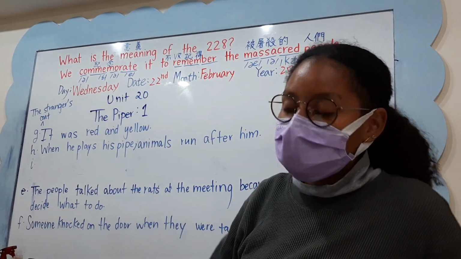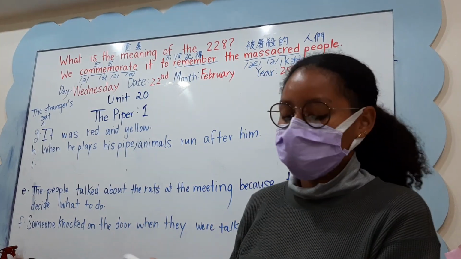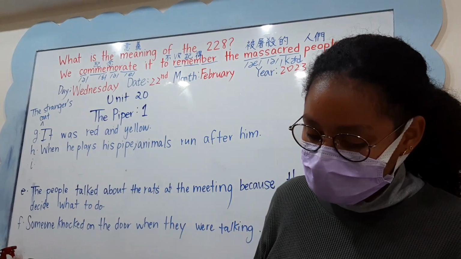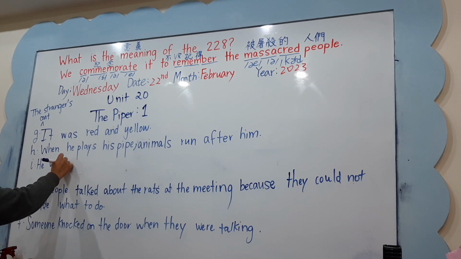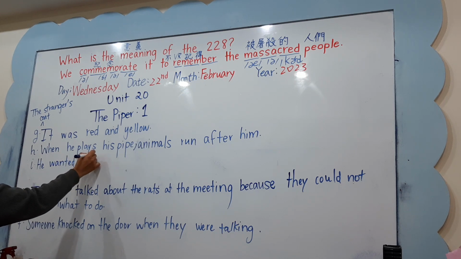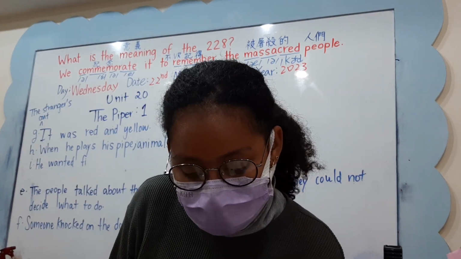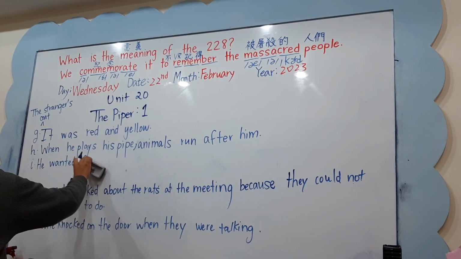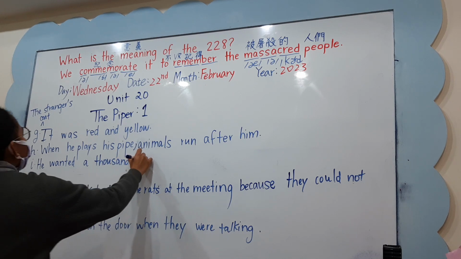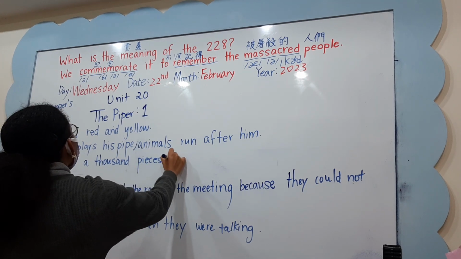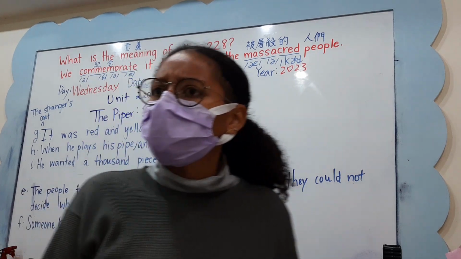How much money did the stranger want? So if you look at the story, at the end of the story, okay, he wanted 1,000 pieces of gold. He wanted 1,000 pieces of gold. That's a lot of gold.